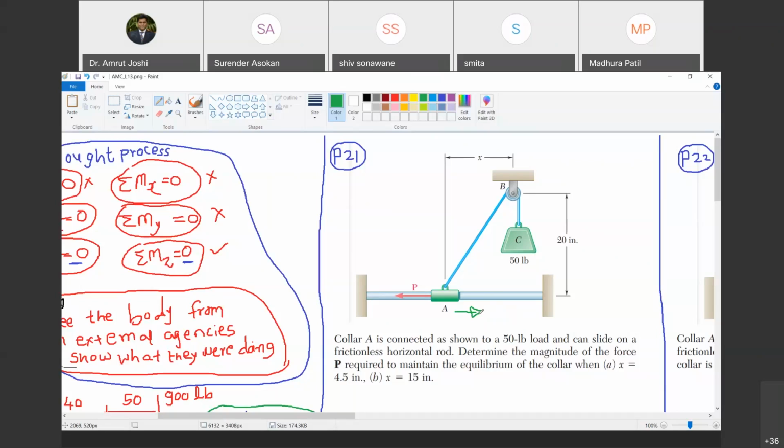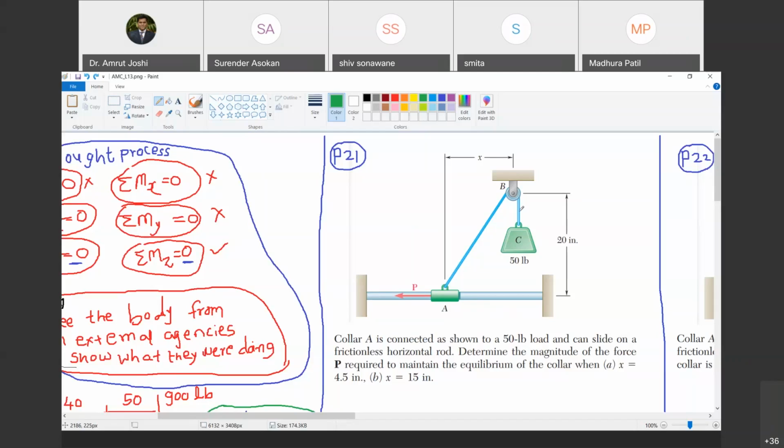Okay. So what is said? Collar A is connected as shown to a 50-pound load through a pulley. And this pulley also is frictionless. उसका मीनिंग क्या है वो भी हम जरा समझेंगे. But you have to understand that this pulley also is frictionless. That means as this string runs over the pulley, there is no friction between the pulley and string. Are you with me? Yes, sir. और पूछा क्या है आपको? Determine the magnitude of force P required to maintain the equilibrium of the collar. Do you agree with me?